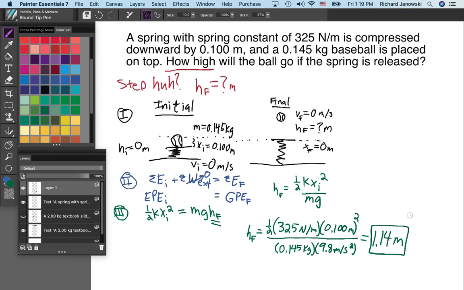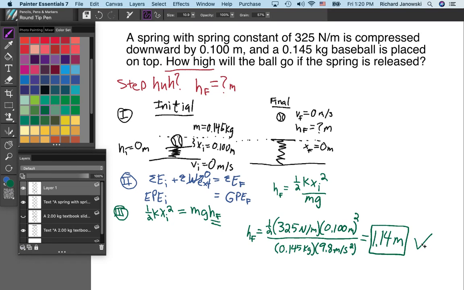But anyhow, I got this number and, quick step, does this match my step? I solved for the right thing, H final. I gave it the right units, meters. And let's think of this number, 1.14 meters. So a little bit more than a meter stick. Does it make sense that a spring can pop a baseball up in the air 1.14 meters? Yeah, that seems logical. So we give it a check. So hopefully that makes sense.